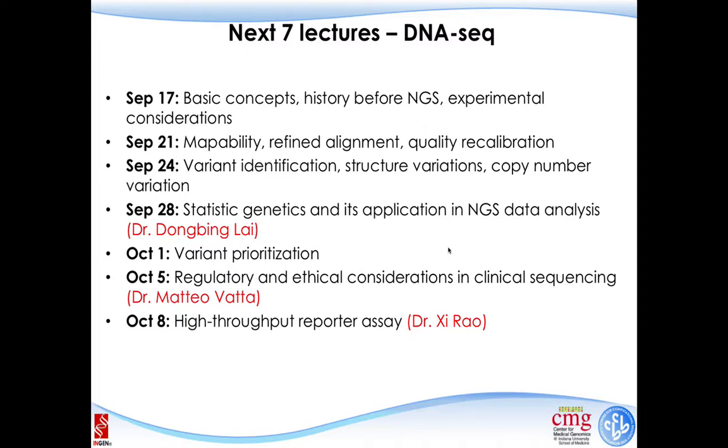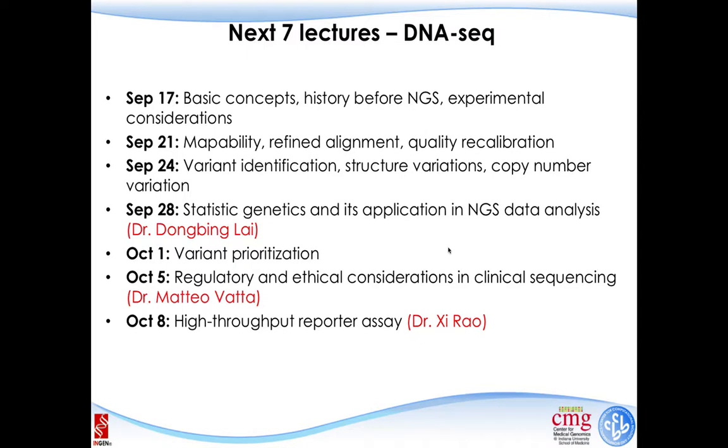After that, we'll have a guest lecture from Dr. Dongbin Lai, who will talk about statistical genetics and its applications in NGS data analysis. I specifically asked him to give us a little more introduction on data analysis even before next generation sequencing, such as GWAS analysis, linkage analysis, and then the current next generation sequencing based analysis. It should be very, very informative. And then we'll come back to me on October 1st.